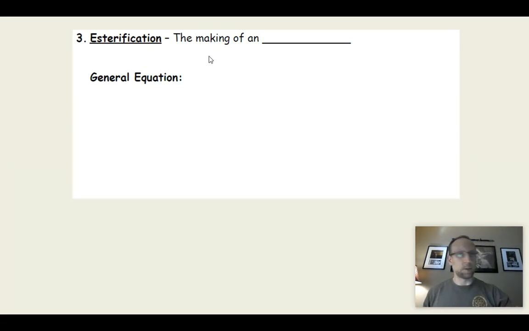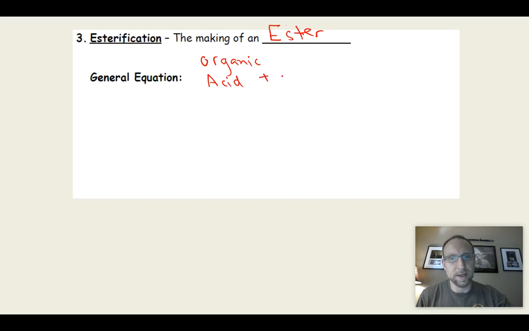So this is the making of an ester. All right, so easy to remember there. So it helps to remember the general equations here. So here you're always going to have the same general equation. You're going to have an organic acid plus an alcohol is going to make an ester, and good old H2O, water.